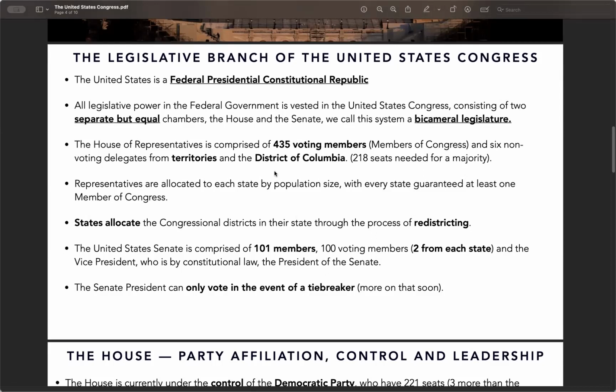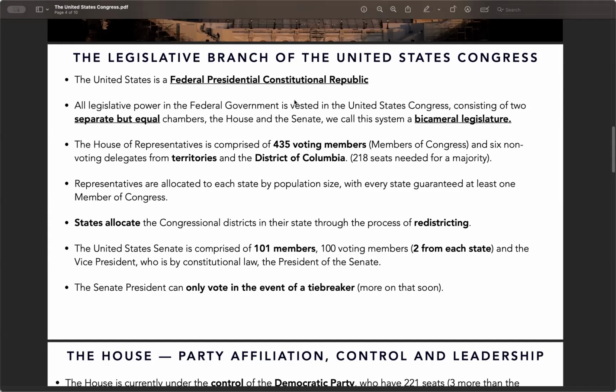Representatives are allocated to each state by population size, with every state guaranteed at least one member of Congress. What that often means is that a state like Wyoming may have a congressperson that represents fewer or greater numbers of people than a congressperson from a state like Texas or California. However, the number of seats goes up and down based on each US census. So what that means is that after the upcoming census is completed, Texas will likely gain congresspeople, and the reason for this is because they have gained population size, and California will likely lose a few members.